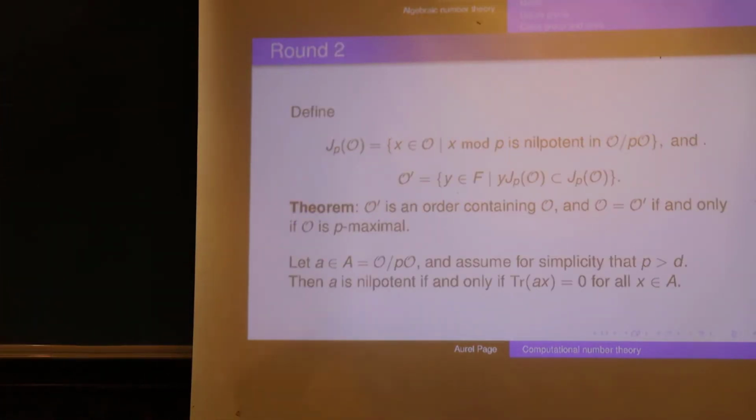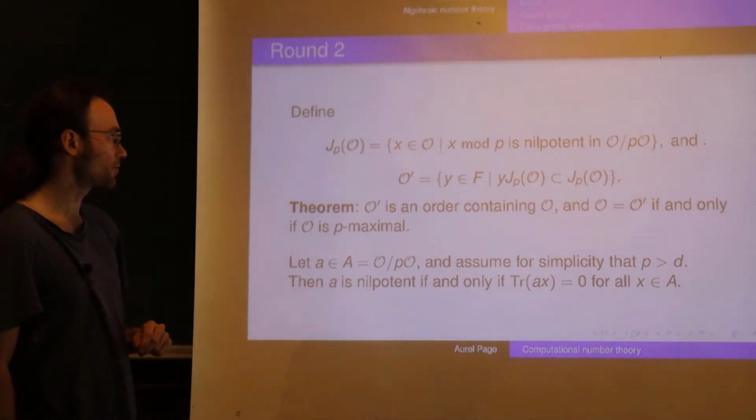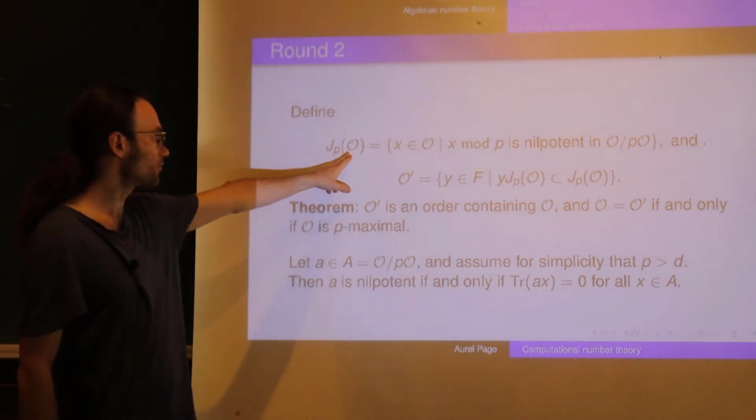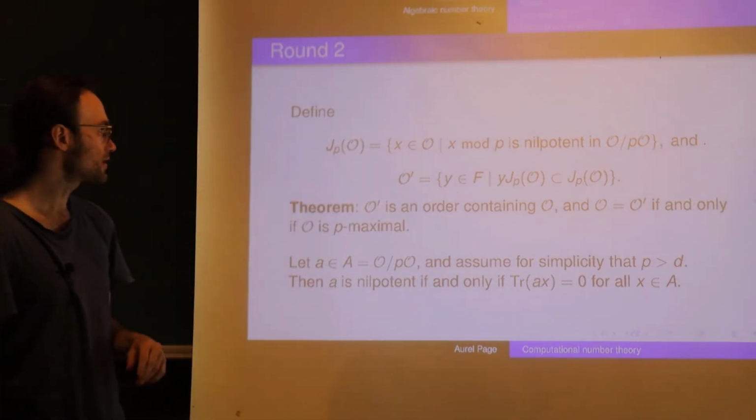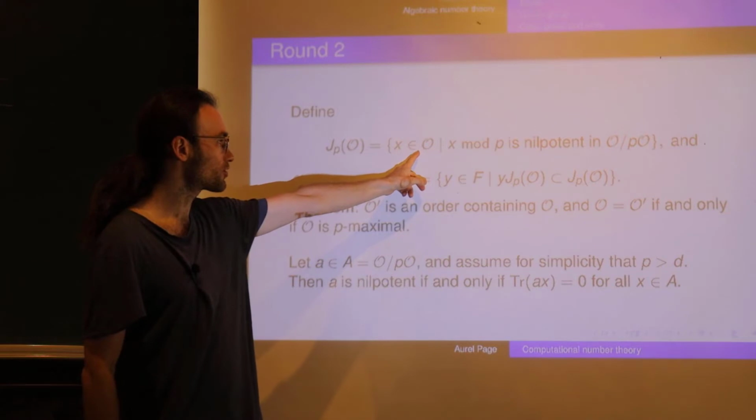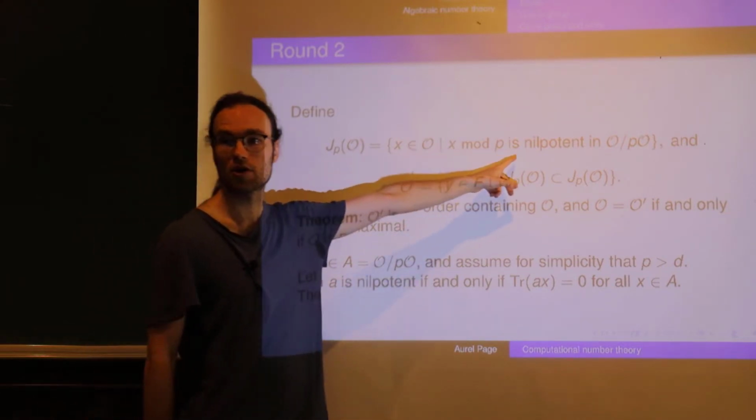Okay, so round 2, how does it work? So it uses the following theorem. You take your order O, and you consider the set of elements of O such that modulo P, they become nilpotent.